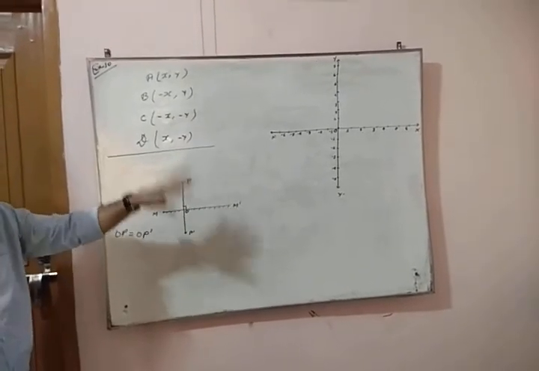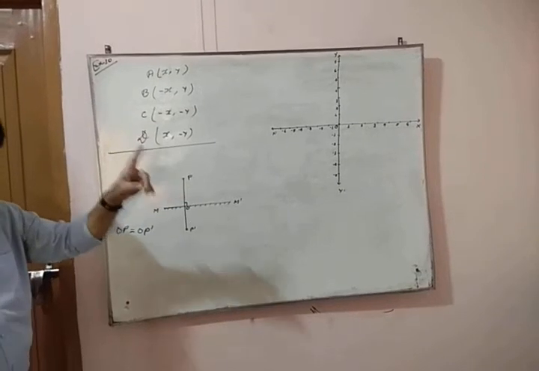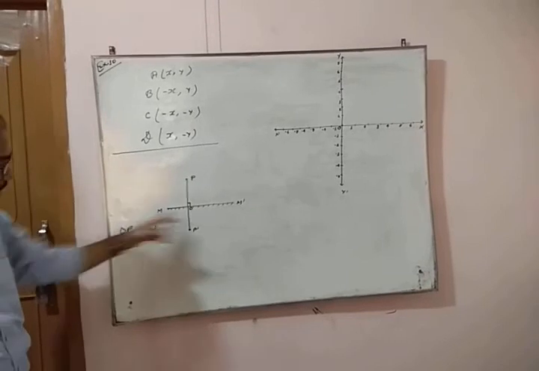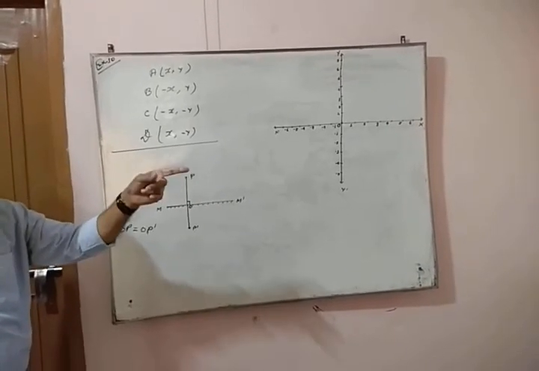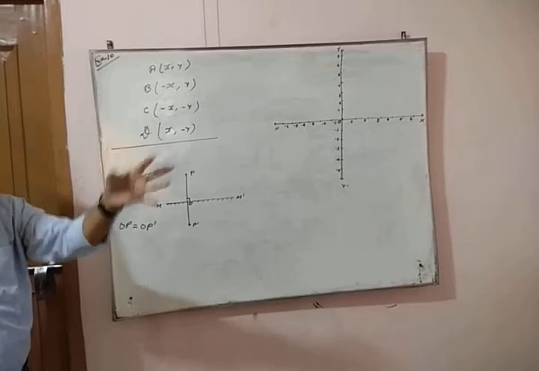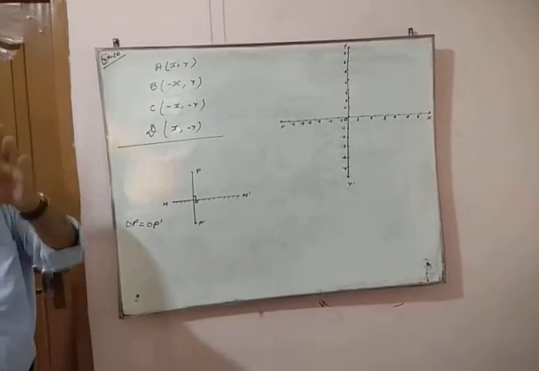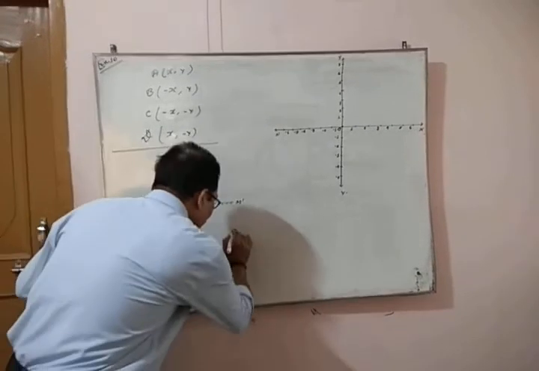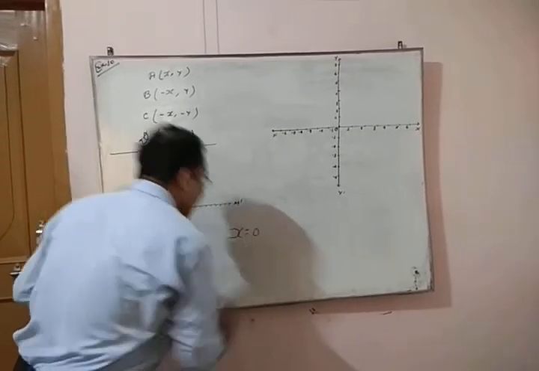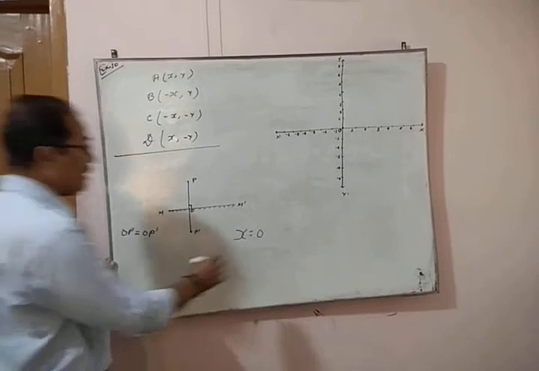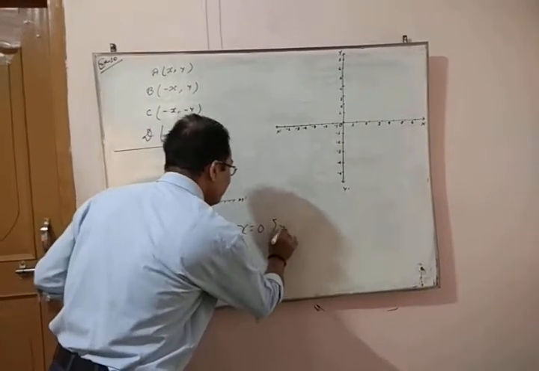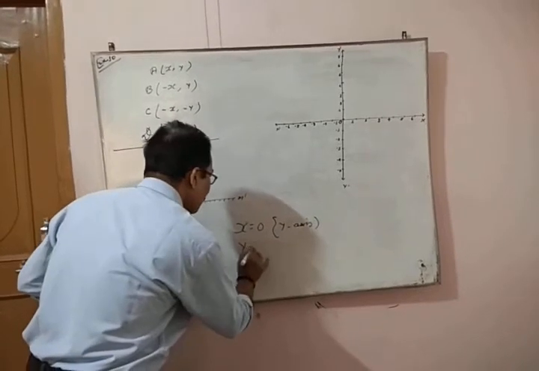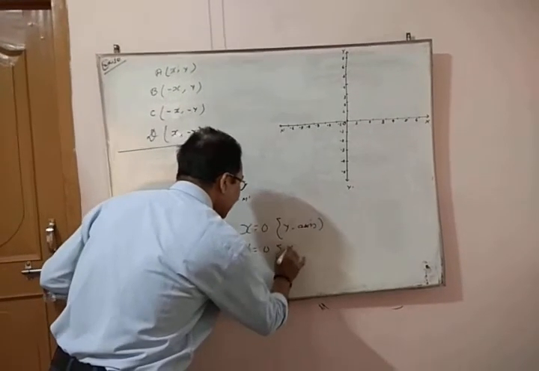Similarly, in the chapter reflection, you will be given a line of reflection which will work just like a mirror. A point will be given and you have to find the reflection of the point about it. You have to study lines like x equals 0. x equals 0 means the y-axis. y equals 0 means the x-axis.